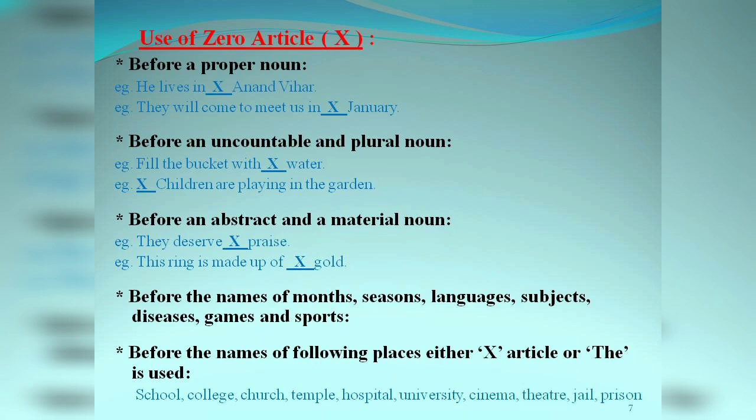Next, material noun. A material noun is a substance or material out of which something else is prepared. So before a material noun, we don't use any article. Just say gold, silver, wood, plastic, iron, leather, rubber, these things. This ring is made up of gold. So gold is a material noun. So there is no requirement of using any article.